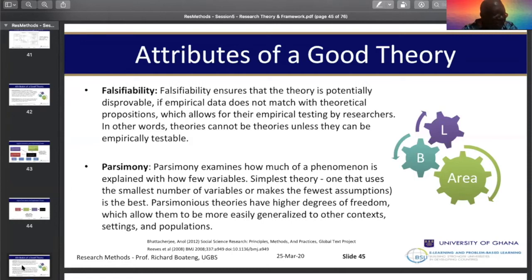If you use too many things to explain a complex phenomenon, that means there are too many variables at play and too many assumptions at play, which makes it very difficult for others to test your theory.